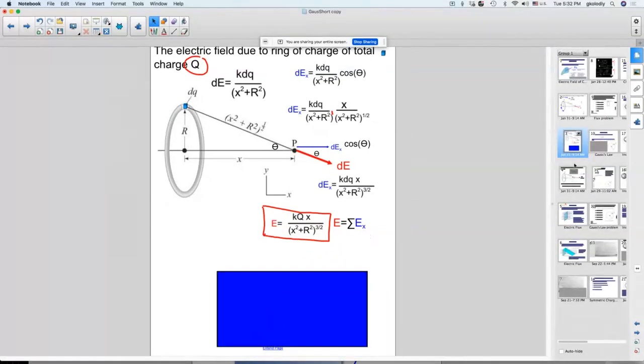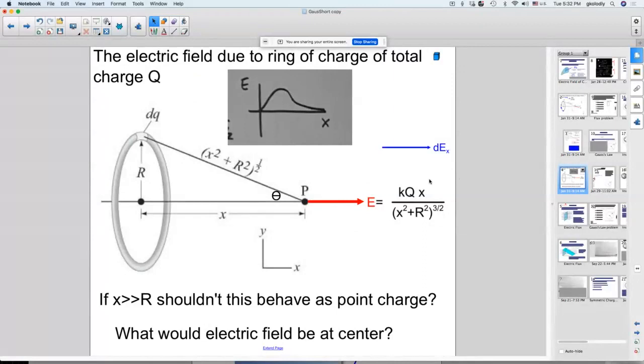So what I'm going to do, I'm going to show you, right? This is now what we calculated: the electric field at this point, due to all the point charges that make up this ring, is given by this equation, right?